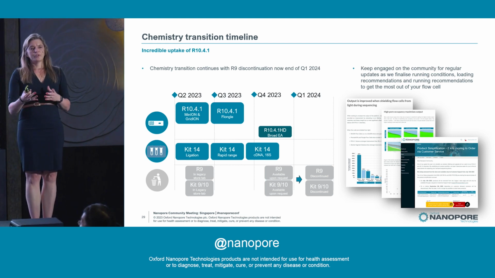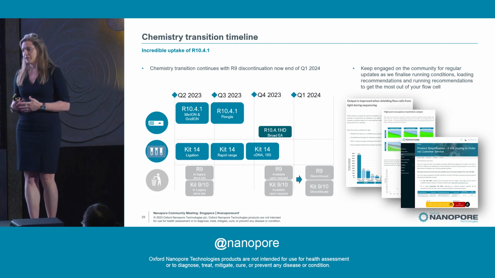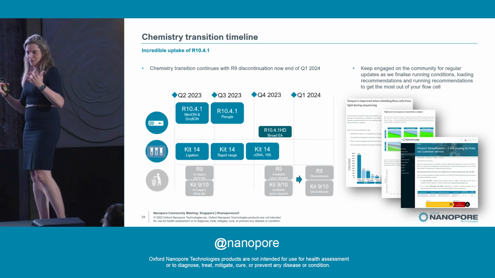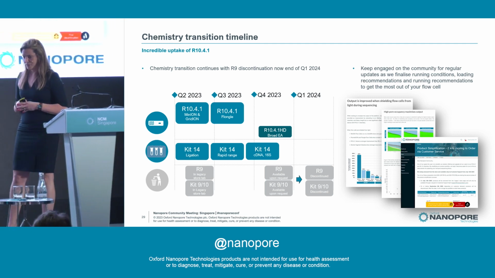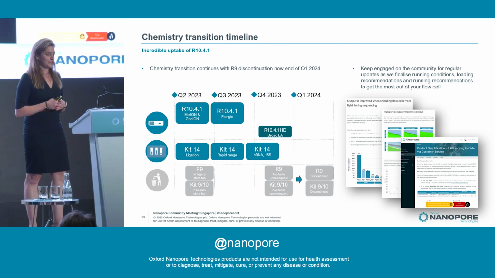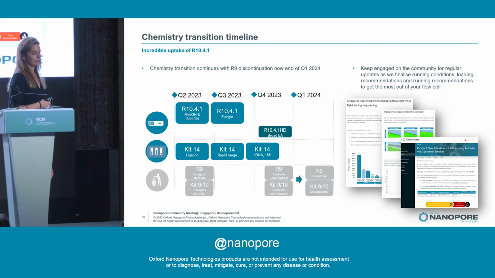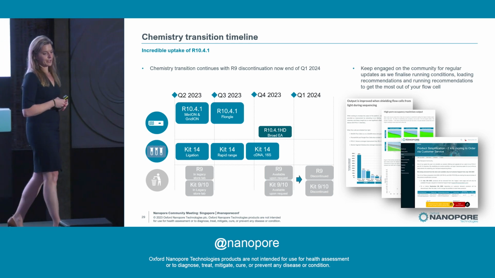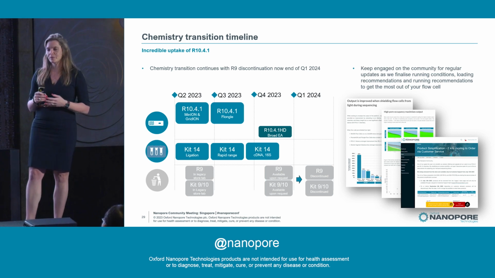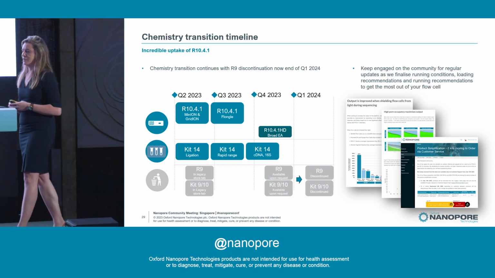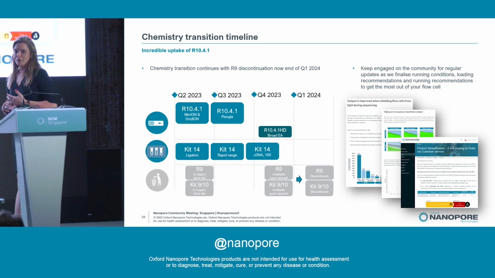And we've been working with the community to transition away from R9. On PromethION, that's been amazing. Over 90% of runs now are on the latest chemistry. A lot of our MinION users need a little bit of extra help, so we will be extending the availability of R9 until the end of Q1 next year for our MinION users to give you a little more time to transition.